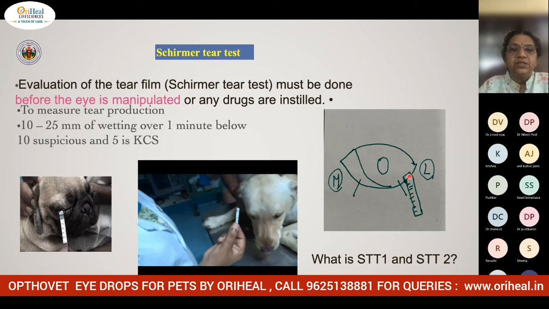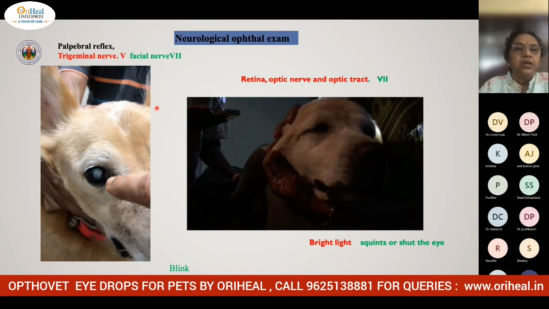That is regarding the Schirmer tear test. Now we will see some neurological ophthal exams. So this is the palpebral reflex. The palpebral reflex is something which you have to definitely do with this video.